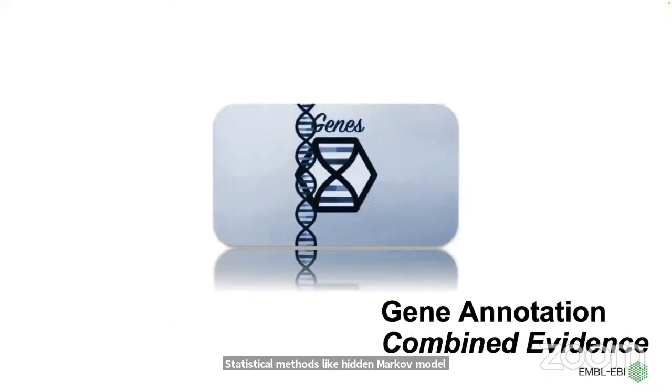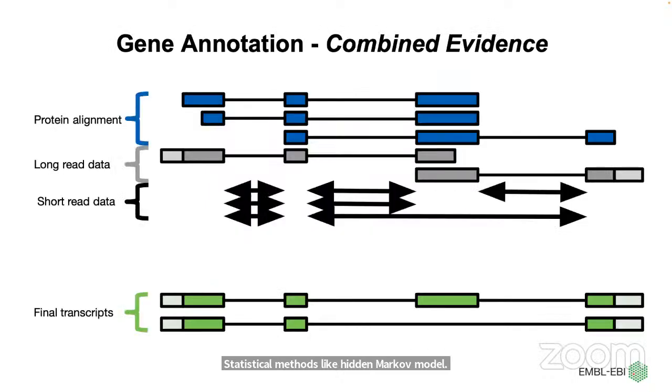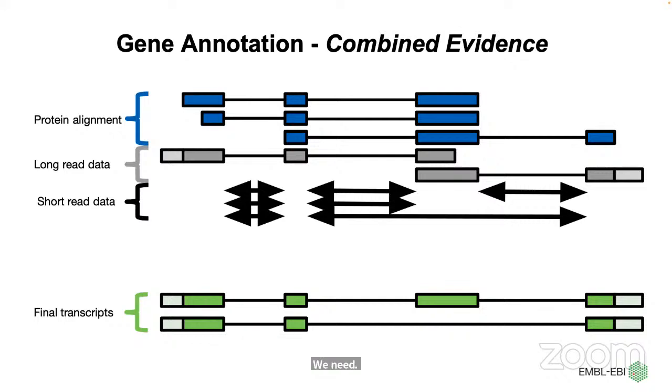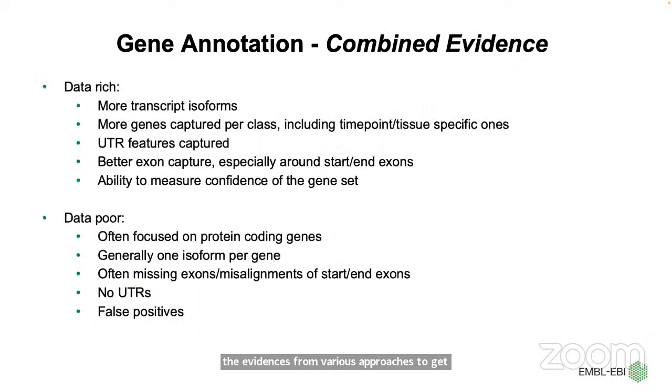Now, we combine these evidences to create a final transcript. So as you can see, we need evidence from protein, from long read, from short read to get the final transcript. And it's always useful to combine the evidences from various approaches to get a nearly perfect transcript structure. Okay.